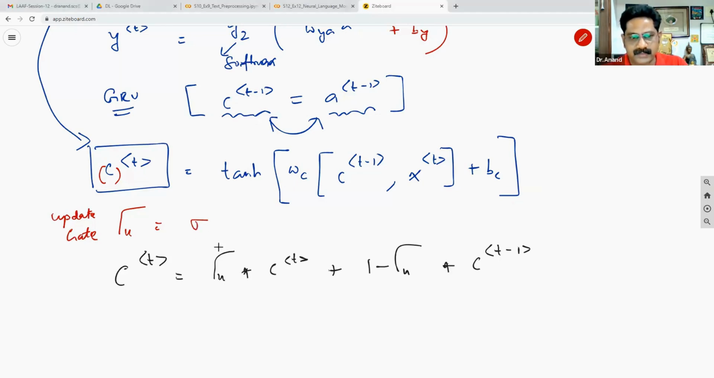We are going to have a sigmoid operation, the sigmoid function. We are also introducing one more weight matrix, W suffix U, applied to [C_{t-1}, X_t]. Wherever I use this comma, it is actually the concatenated version.